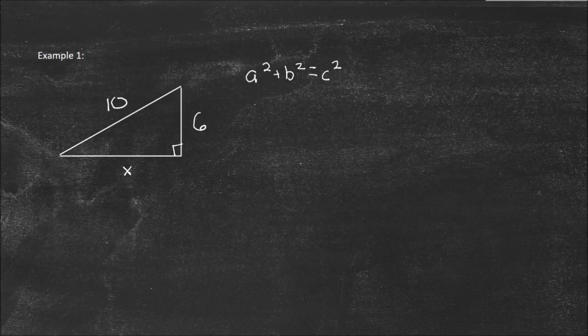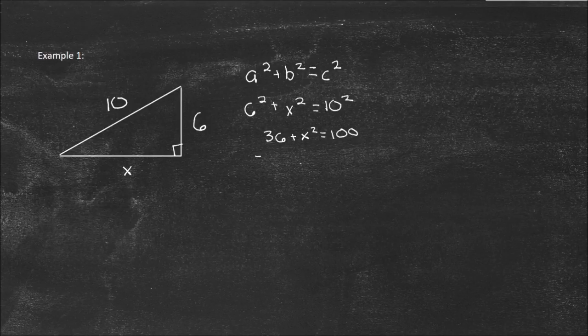So a squared, we can make that the 6 because we know that that's one of the legs. We'll be solving for b, but we'll make that x squared because we know that x is equal to b. And then 10 squared is c squared, and that's 100. I'll just write 10 squared for now. And then now I'll square everything. So 36 plus x squared equals 100.